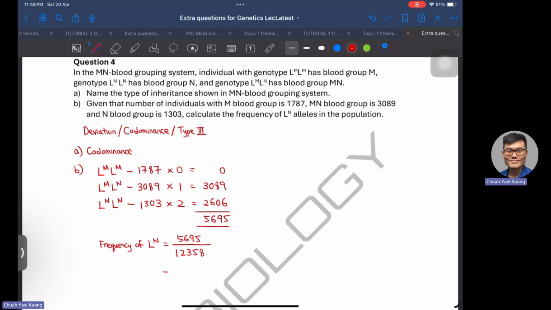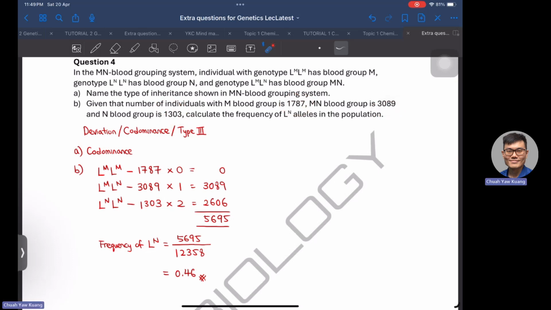Okay, so with that, you will take 5695 divided by the answer. Okay, so that would be 0.46. So that's how we get this question done. Yeah, using the normal way, because for this question they are giving us all the number of the individual, so that's why we can do so.